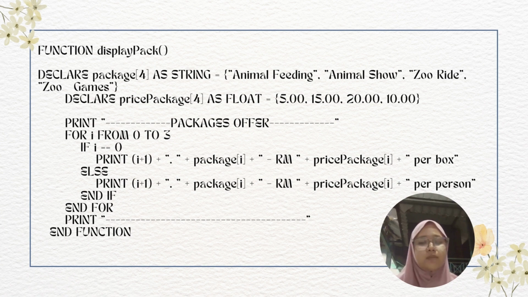Next, we have the display pack function. This function shows the available packages which the customer can choose to add to their visit. We have walk machine, which is animal feeding, charged per walk; animal show, which is charged per person; zoo ride, which is charged per person; and zoo games, which is charged per person. This function uses an array to store the package name and price, then it uses a loop to bring out all the package options with their prices.